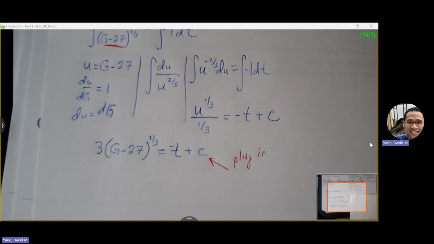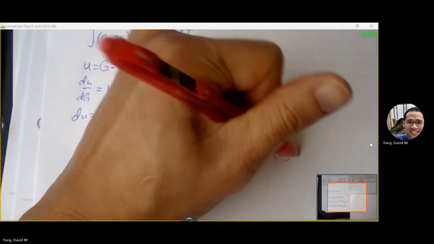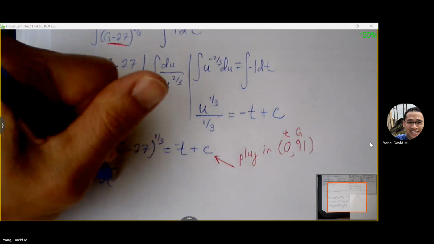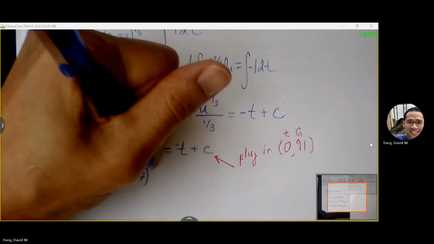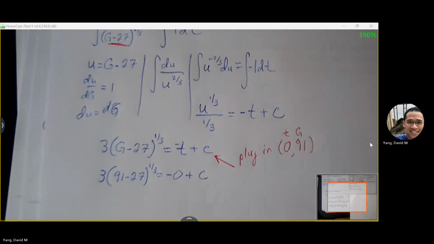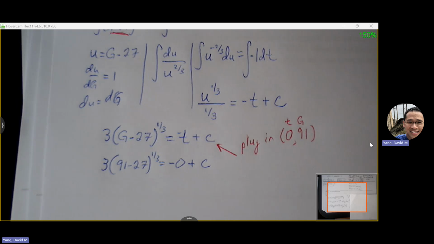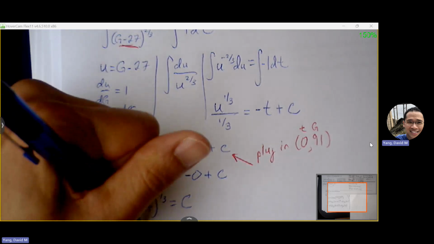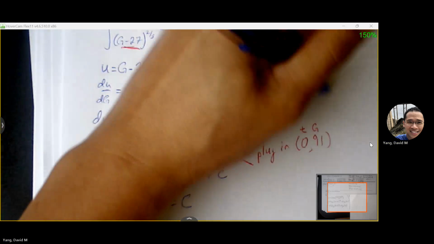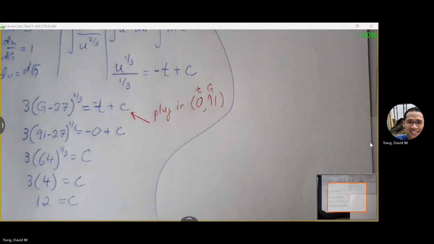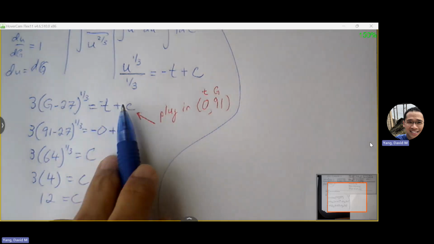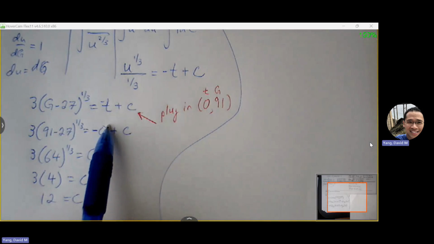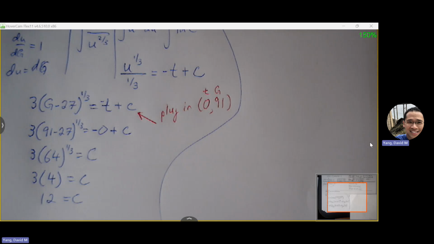My ordered pair that's given to me is (0, 91). 91 minus 27 is conveniently 64, and the cube root of 64 gives us a nice number there. Okay, C equals 12. Once you have your C value, go ahead and replace it where you initially made that substitution. Then you can focus your attention on how to get the G function by itself.